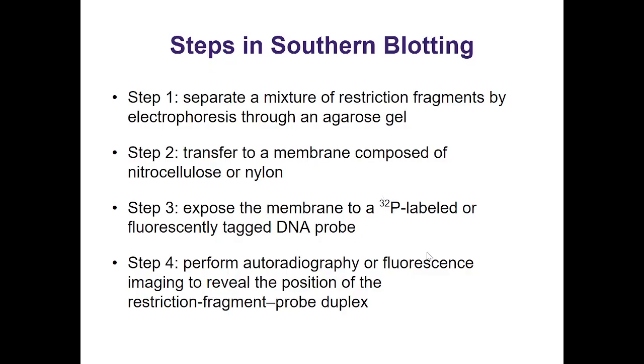Step 3 is to expose the membrane to a 32P labeled or fluorescently tagged DNA probe. Remember, the labeling or fluorescence tagging is so you can later see them somehow. Step 4 is to perform an autoradiography or a fluorescence imaging to reveal the position of your restriction fragment-probe duplex. So you have a labeled probe, and the probe binds to what you're looking for. The autoradiography is for detecting the 32P. The fluorescence imaging would be for the fluorescently tagged ones. It's not interchangeable there.